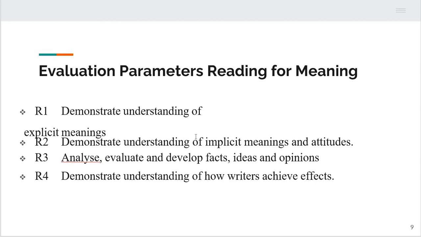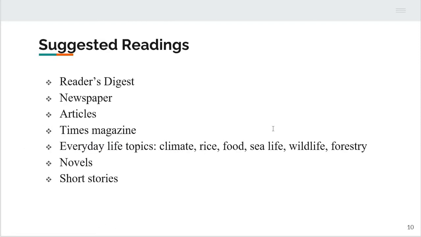Again, evaluation parameters are accuracy of language and how the writer achieves effects, and evaluation of facts, ideas, opinions. Surface meaning and deep meaning should be clarified.